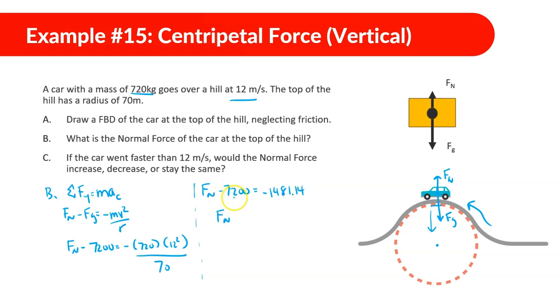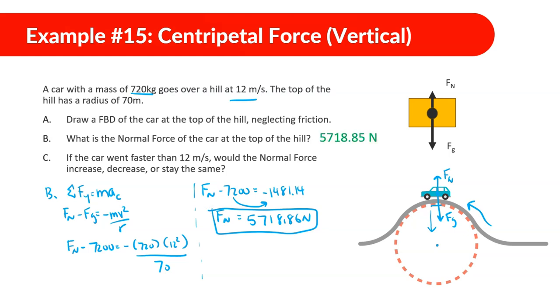Now I'm going to bring the 7,200 to the other side, which is positive. And the 7,200 minus 1,481.14, and I get 5,718.86 newtons. Okay.